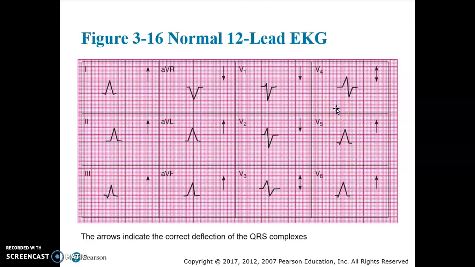So you need to learn this slide. Know this, know this, know this. If you have any questions, please let me know.